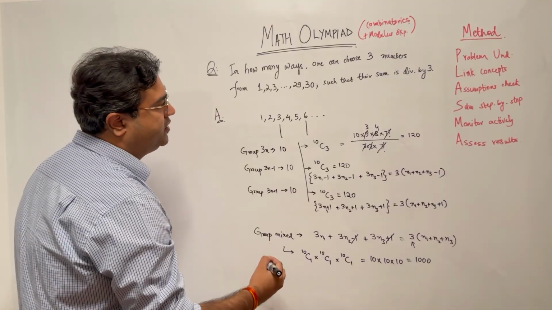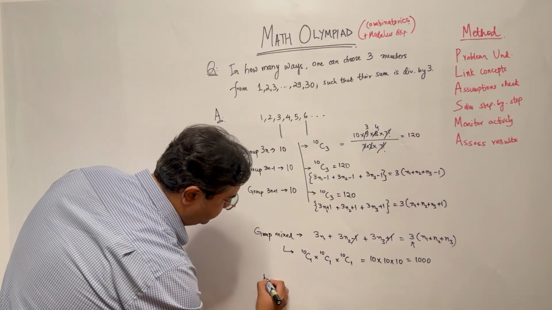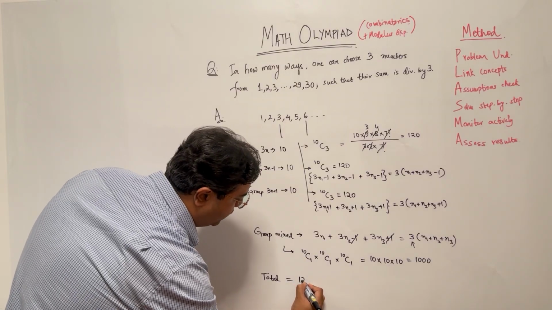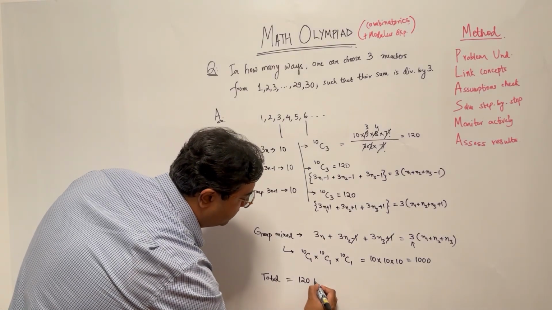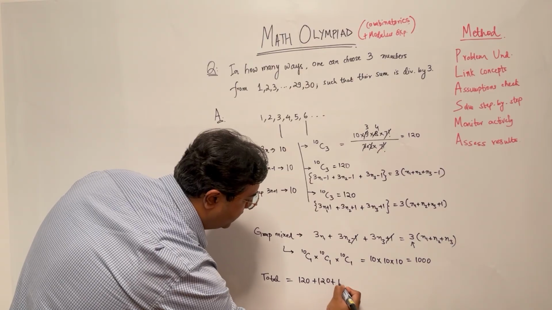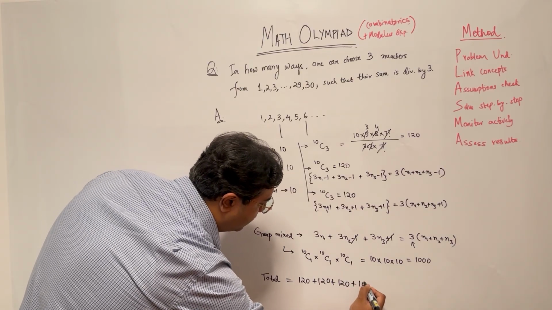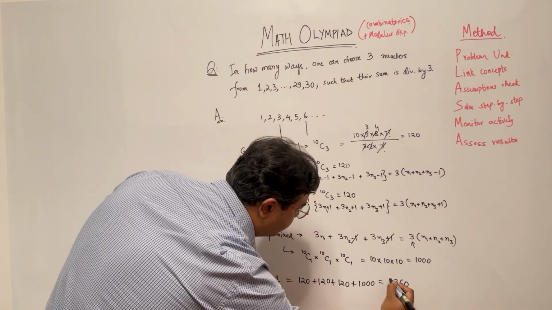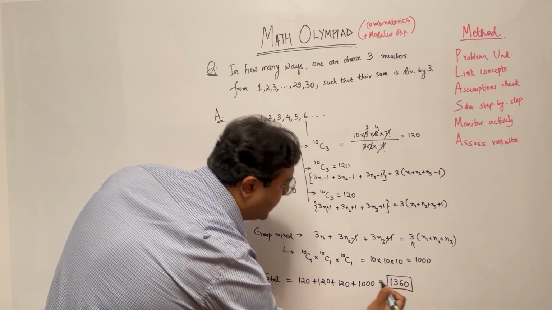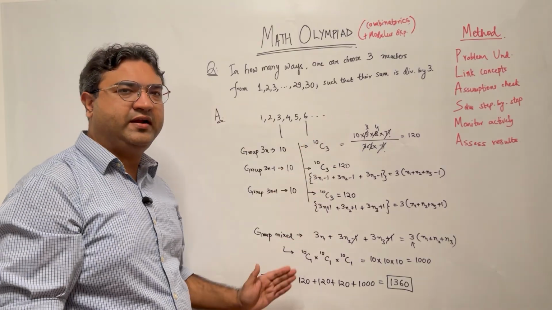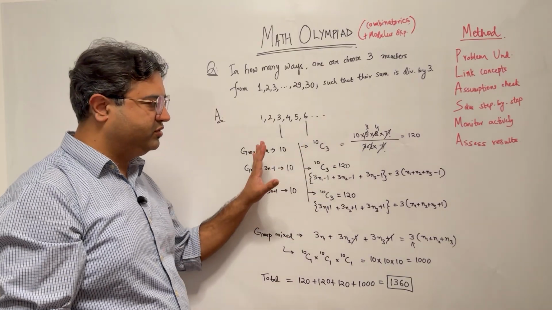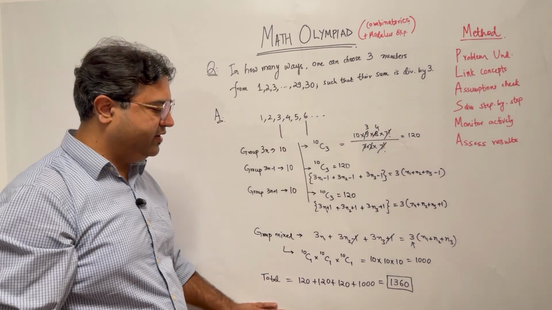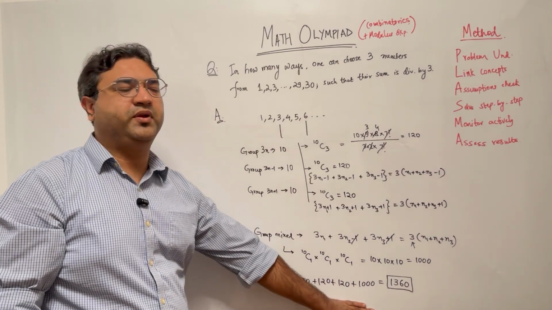So the total number is 120 plus 120 plus 120 plus 1000, and that is 1360. And that is our answer. So we have monitored actively throughout, ensuring no mistakes. And finally, we have written our results properly.